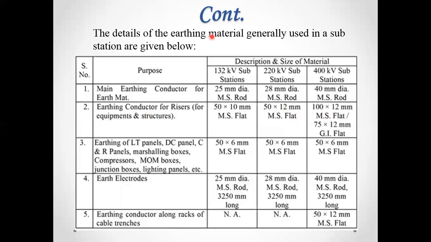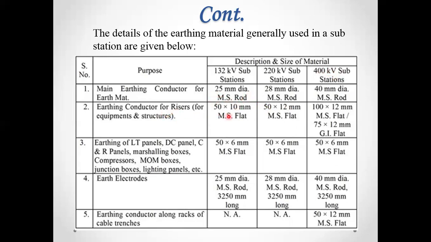The details of the earthing material used in the substation are given below. Here we have the 132 kilovolt substation, the 220 kilovolt substation, and the 400 kilovolt substation. The main earthing conductor for earthing material will be a 25 mm diameter MS rod. Then a 28 mm rod for 220 and 40 mm for 400 kilovolt. You can see here we are using MS mild steel rod.